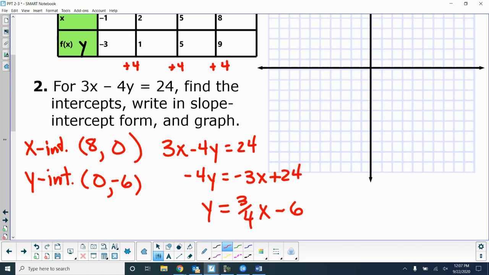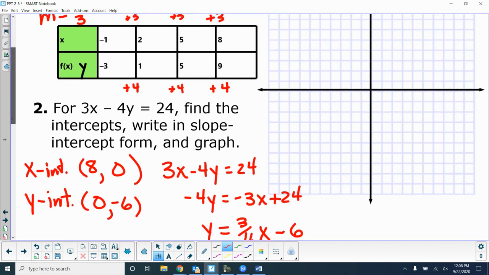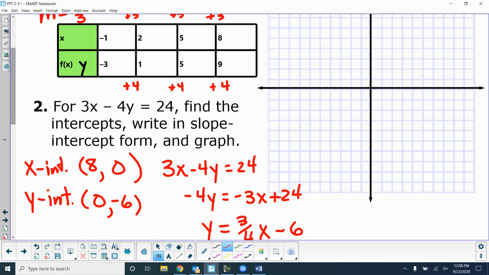So we got a slope-intercept form. We got the x and y intercept, and then graph. So you could graph it either way. It didn't say which way you had to graph. So if we do the y-intercept, 1, 2, 3, 4, 5, 6, and the x-intercept, we could do that, right? Or if we want to start at the y-intercept, that's the b value, right? And rise 3 and run 4 from there.